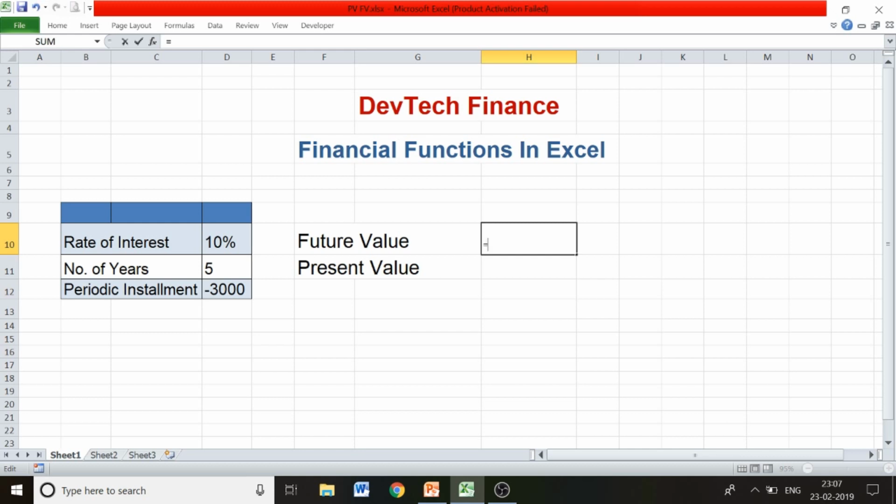Just type equal to FV, open brackets. Now you can see all the instructions here. You have to add the interest rate.